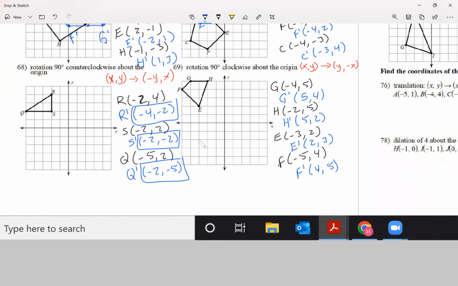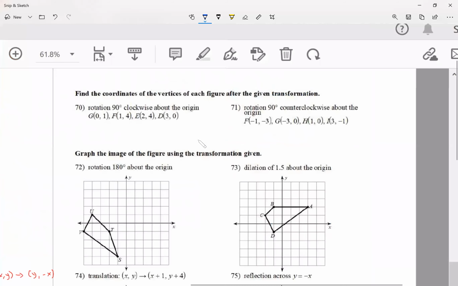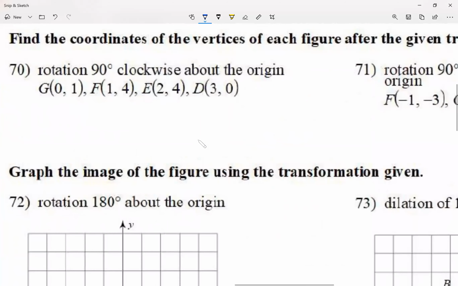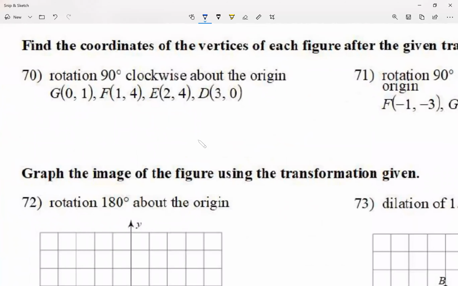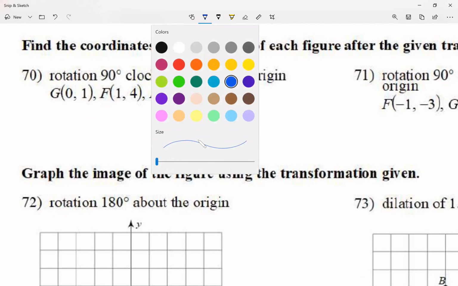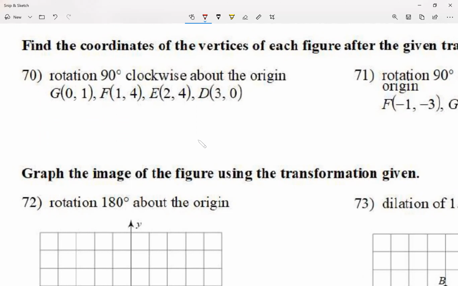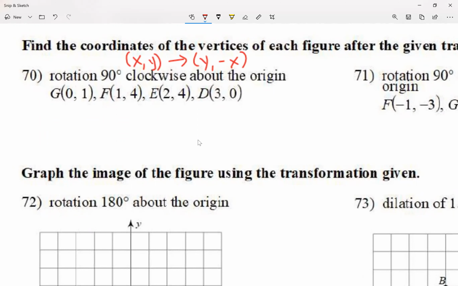Now let's take a look at the last two examples, 70 and 71. In questions 70 and 71, I give you the coordinates only. So I'm going to do a rotation of 90 degrees clockwise. I look on my notes, question 51, rotation 90 CW, rotation 90 clockwise. According to the notes, (x, y) becomes (y, -x). So the value of x, I'm going to switch the sign, and the numbers flip.